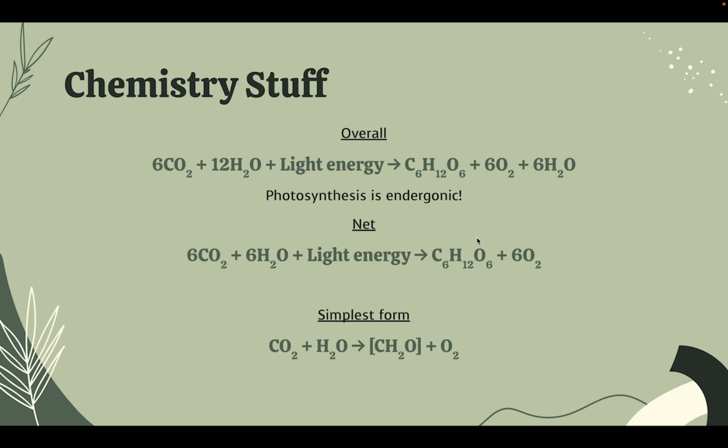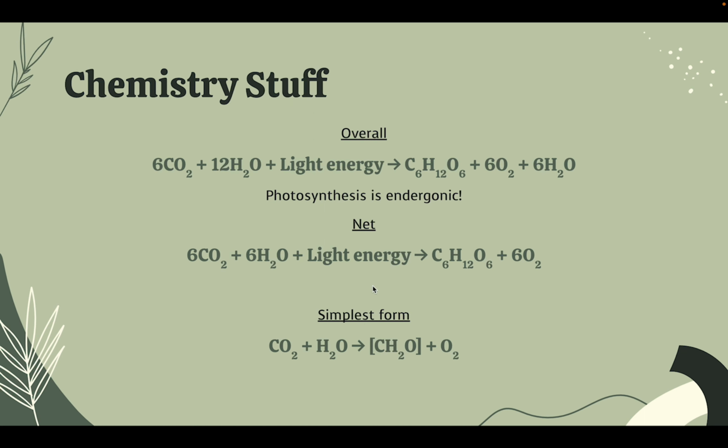So here's the net equation of photosynthesis, and this is what it looks like in the simplest form. You'll be seeing this quite a bit. The brackets around CH2O just mean some form of sugar, because carbohydrates are going to look something like a multiple of this, and the brackets are just to indicate that it doesn't actually exist. This is just what happens when you cancel out all the numbers, basically.